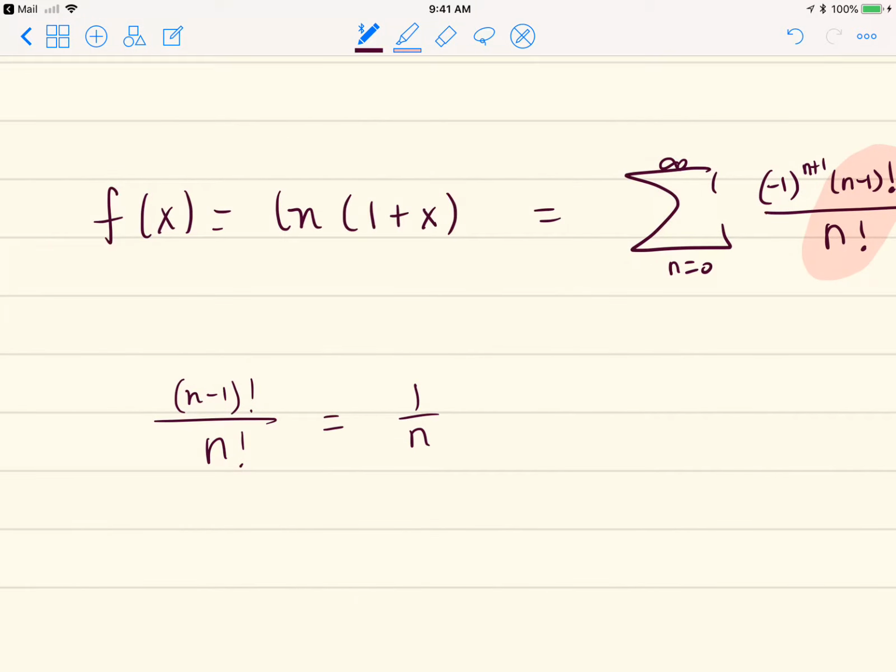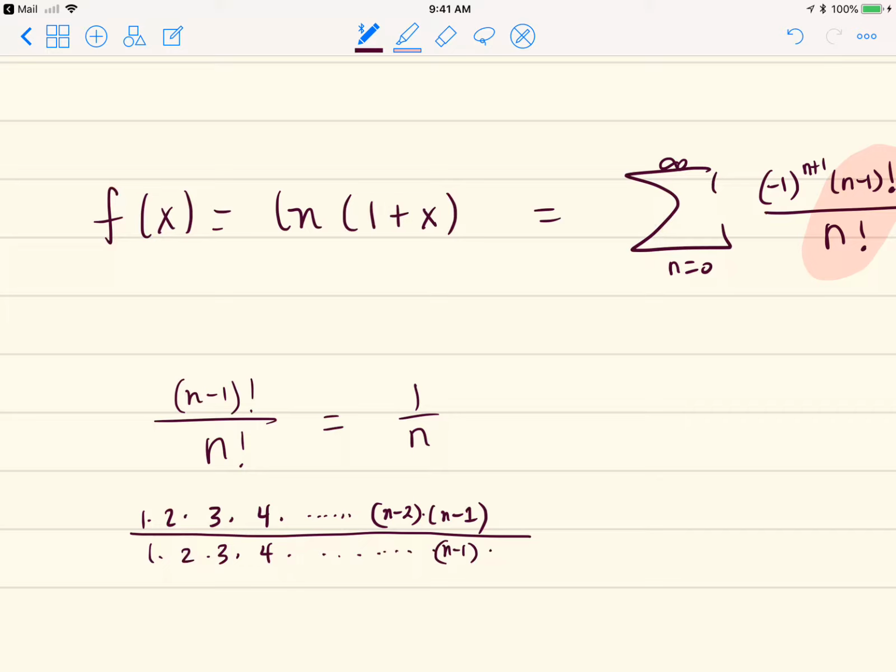Why is that true? n factorial means 1 times 2 times 3 times 4, and you keep going and you stop at n minus 1, right? That's how you get n minus 1 factorial. How do you get n factorial? 1 times 2 times 3 times 4, and so on. You're going to keep going to n minus 1, and you stop at n. So all of the terms less than n minus 1 are going to cancel out with the n minus 1 factorial. So what you're left with is a 1 on top and an n on the bottom.